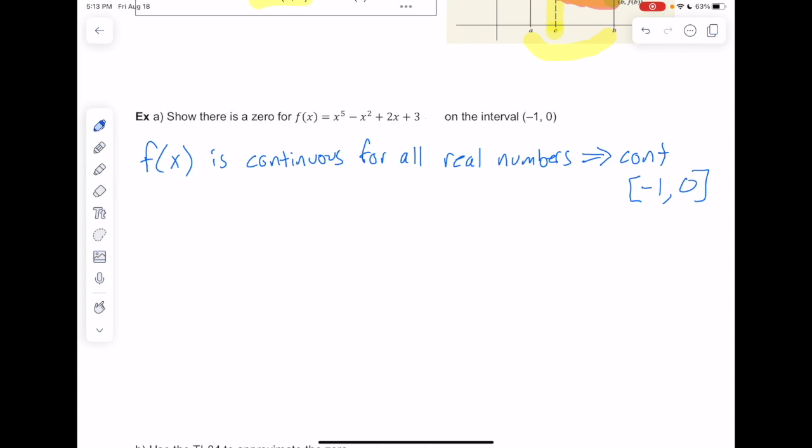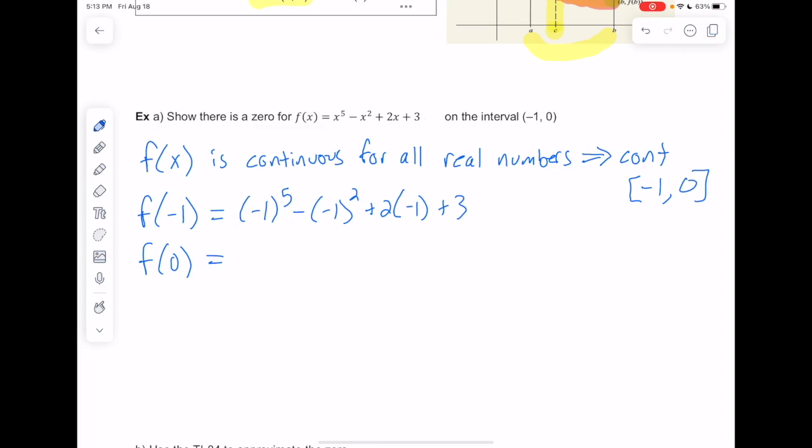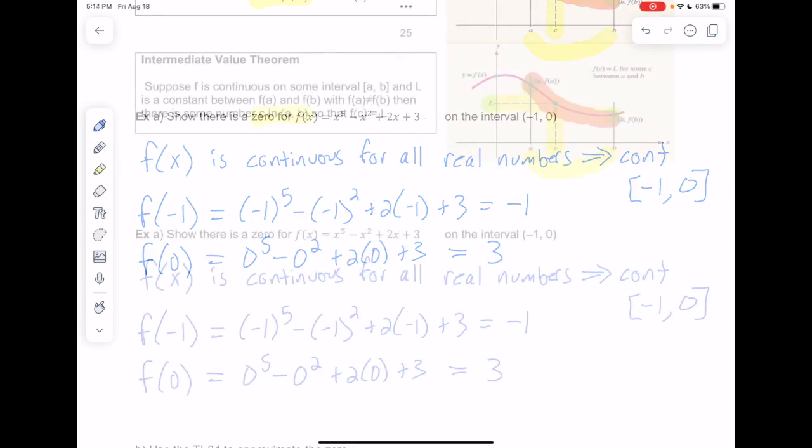And then the next thing we want to look at is what about the heights of the two ends? So what is f of -1 and what is f of 0? Well, to get those values, we just need to plug in. So -1 to the 5th minus -1 squared plus 2 times -1 plus 3. So if you work all that out, it ends up being -1 for the height. What if you plug a 0 in? 0 to the 5th minus 0 squared plus 2 times 0 plus 3. All those pieces with the zeros go away. We just end up with the 3.